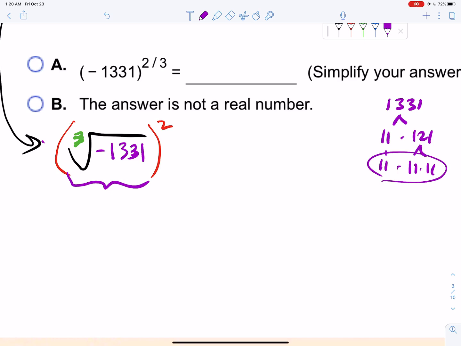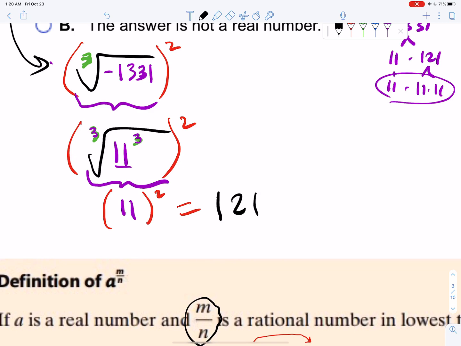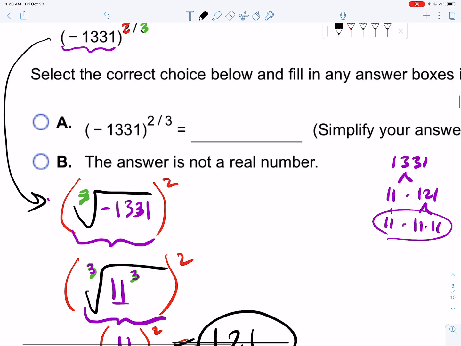So notice that interior is 11 cubed, which perfectly matches with my index of 3, right? I'll just copy down the rest of the problem. But the beautiful thing is that interior right here, 11 cubed, so the power matches the index. Out comes the base of 11. Don't forget my power of 2. What's 11 times 11? That's just 121. And that is my answer, which goes right here.